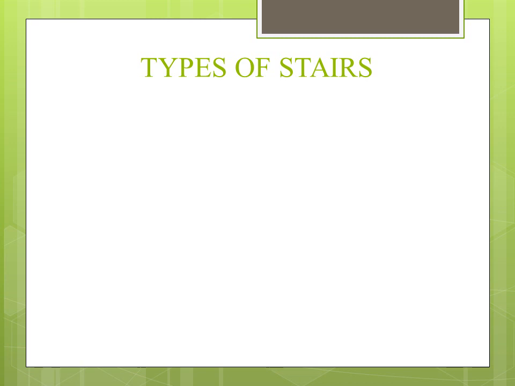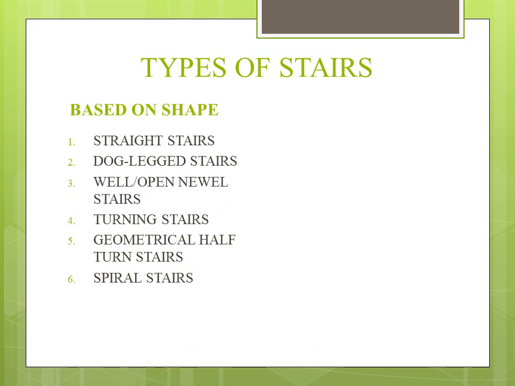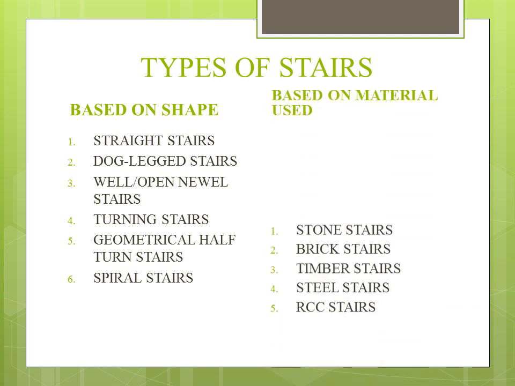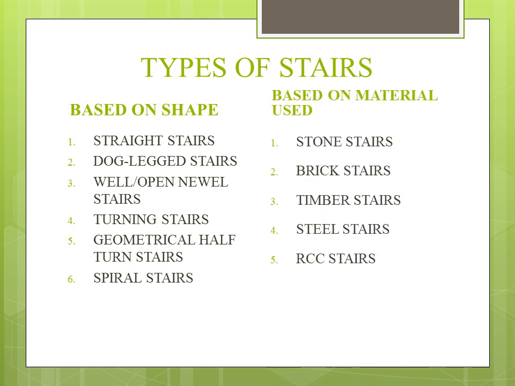Next, we are moving on to the types of stairs. Stairs are classified based upon two criterions, that is based upon the shape and based upon the material. Based upon the shape, stairs are classified as straight, dog-legged, open well, turning, geometrical, half turn and spiral stairs, and based upon the material it is classified as stone, brick, timber, steel and RCC stairs.